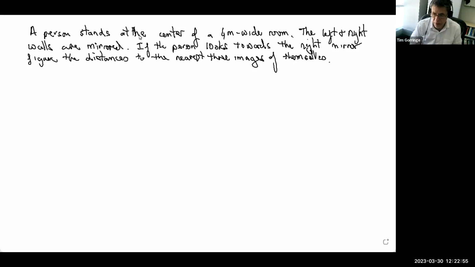I wanted to work through an example that involves plane mirrors and the reflection of light in plane mirrors, and specifically the image of an object in plane mirrors. The image of an object in a plane mirror has the characteristics that it is the same distance behind the mirror that the object was in front of the mirror, and it has the same size as the object in front of the mirror.